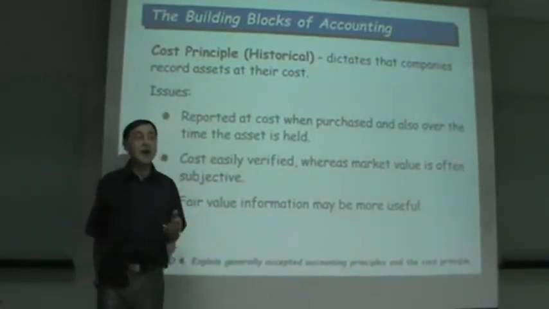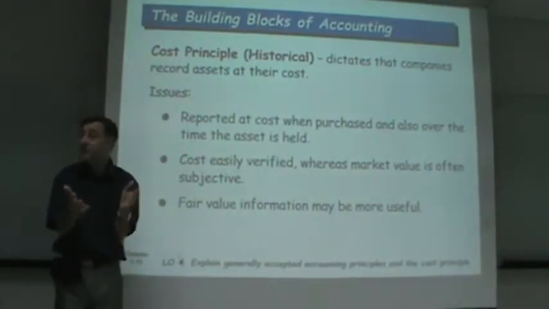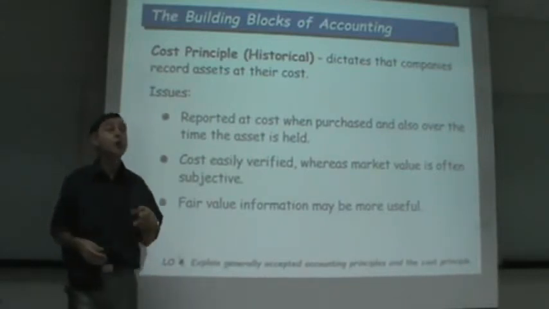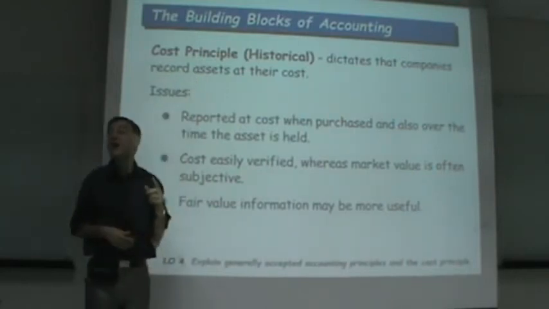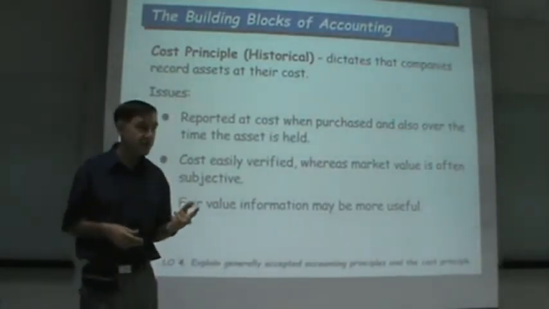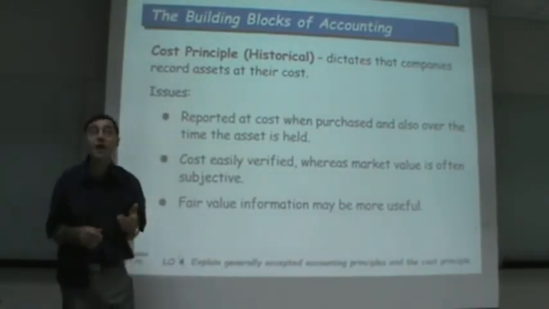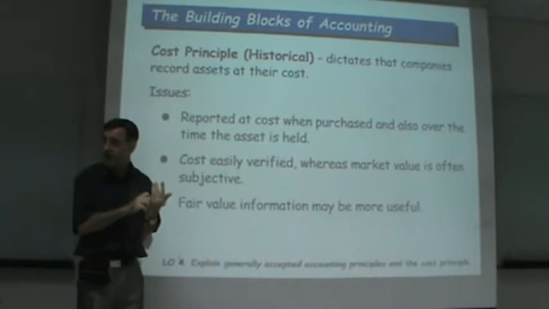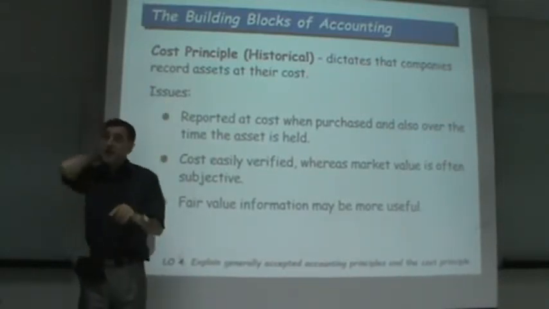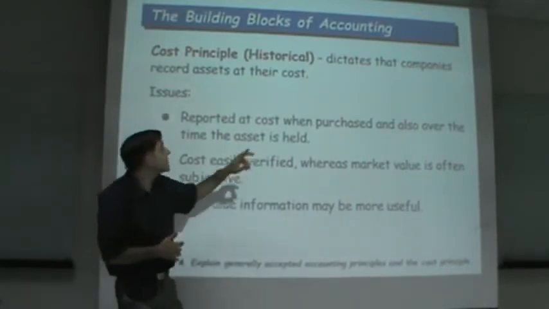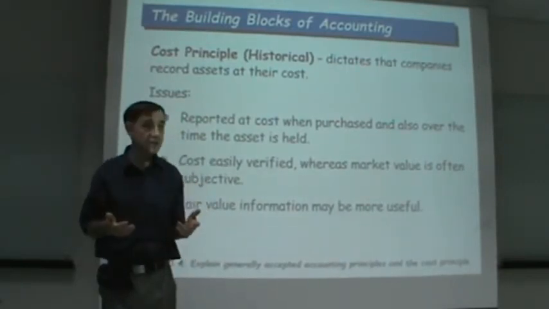One of the many principles. We're going to study many principles, maybe 10, maybe 15 different principles, okay? But one of the many principles in accounting is called the cost principle. The cost principle is very important. That's why we study it in chapter 1. Okay? That's why it's so early. And the cost principle is also known sometimes as historical cost or the historical cost principle.